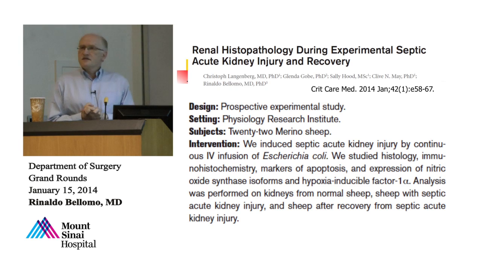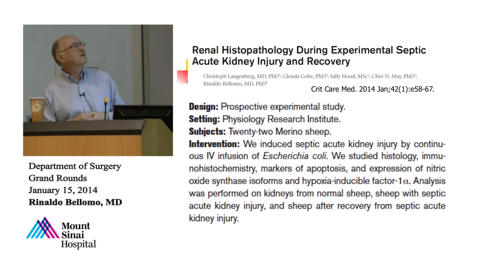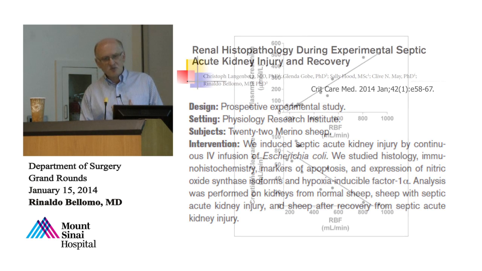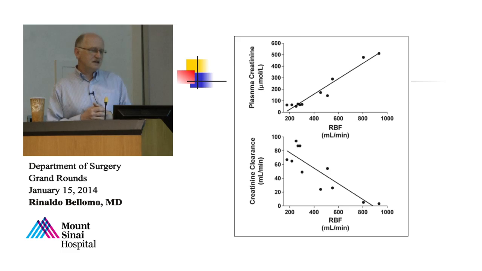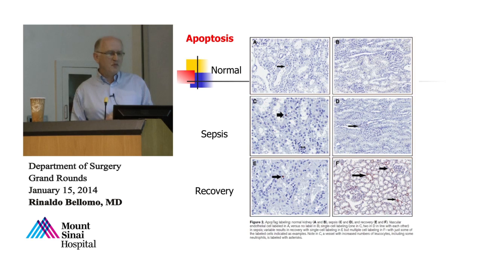Well, we asked ourselves then the next question, so why is this happening? Why are we watching the loss of function in the setting of hyperemia? And obviously, one of the things you want to do is to look at whether there are histological or immunohistochemical or apoptotic changes that might explain cell injury in this setting. And again, this is the model with creatinine clearance going down, plasma creatinine going up.